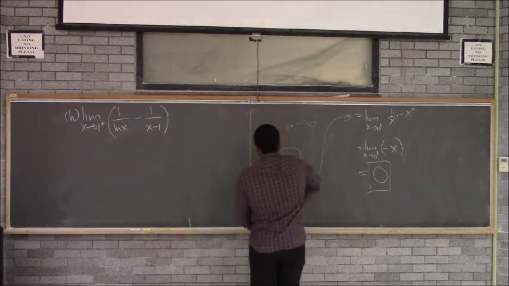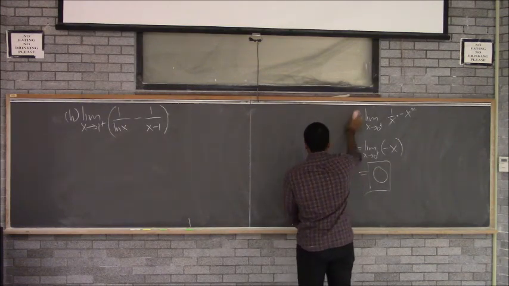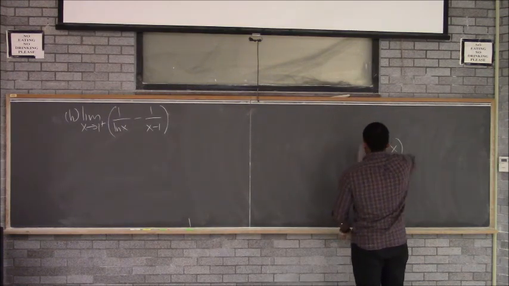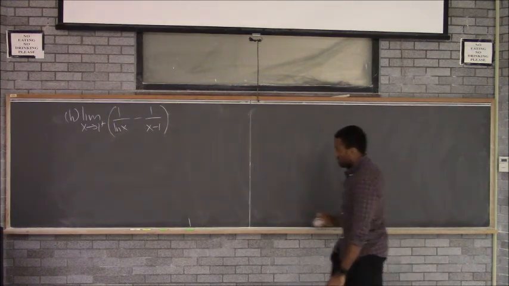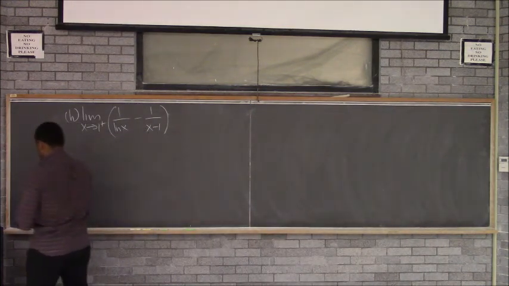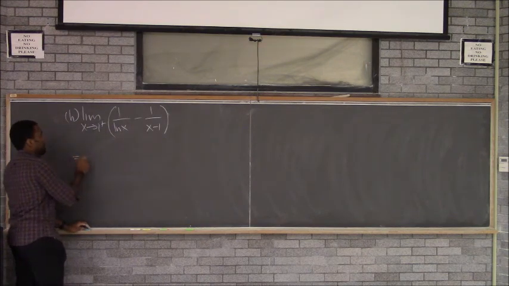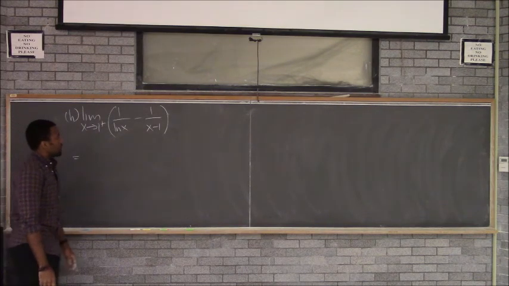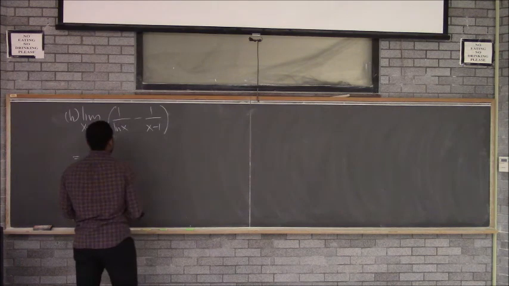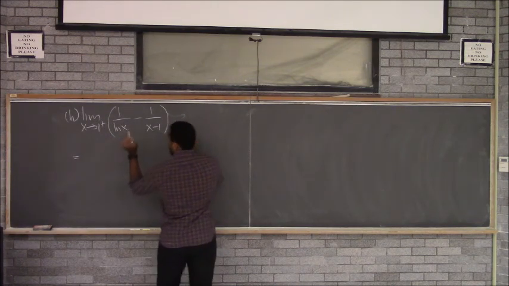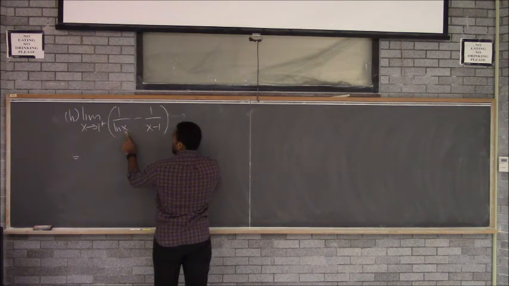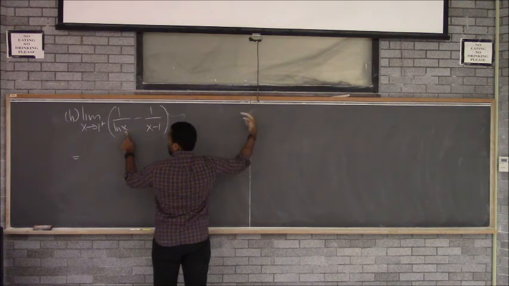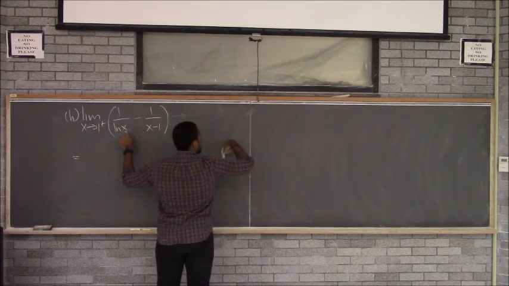Last example. Okay, direct plug-in, maybe. So this would look like, if I plug in 1 here, ln of 1 is 0. I'm approaching 1 from the right side, and ln is decreasing down to 0.